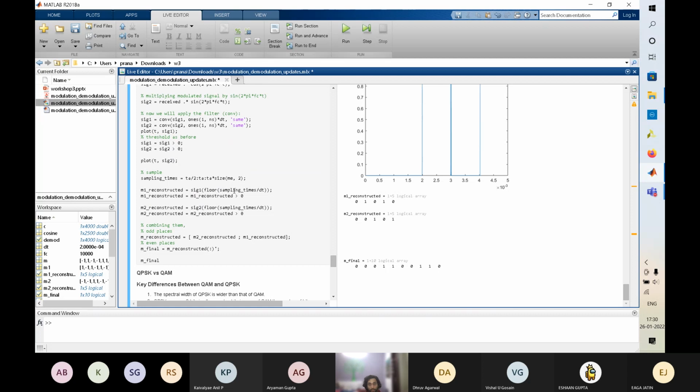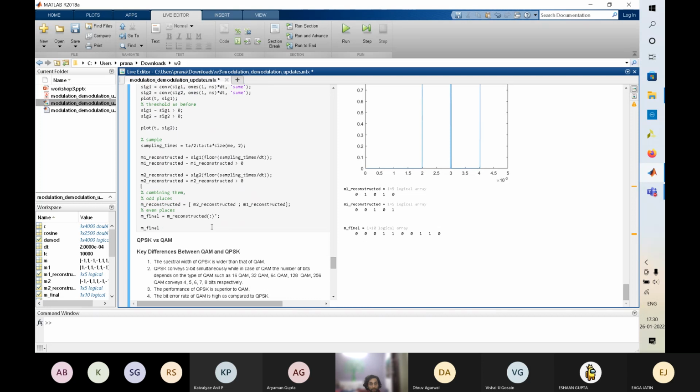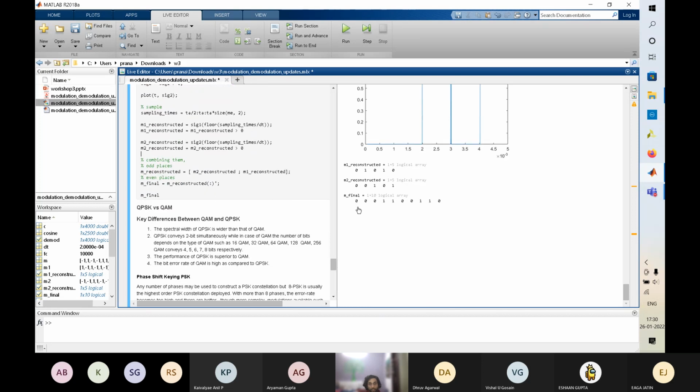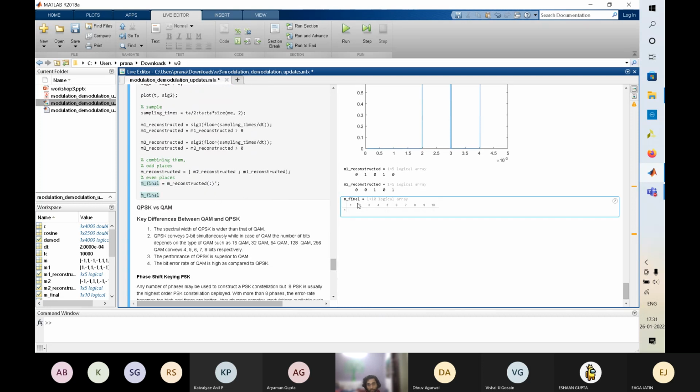Like we are desampling. If in the previous case we created a lot of samples, now from the samples we are trying to decide which sample to take. So this is the reconstructed signal. You can see that the final signal that we get is the same as what we transmitted.